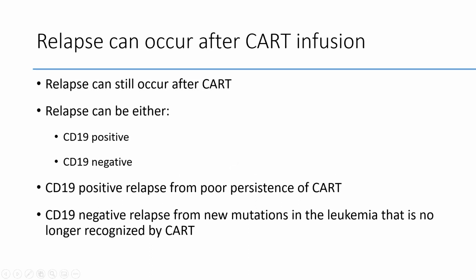Relapse can also occur after the CAR-T infusion. Mostly after giving the treatment, we see there is no relapse, but of course, after giving CAR-T therapy a relapse can also occur. There are two kinds of relapse, CD19 positive and CD19 negative. CD19 positive is from poor persistence of CAR-T, and CD19 negative means a new mutation in the leukemia that is no longer recognized by CAR-T.